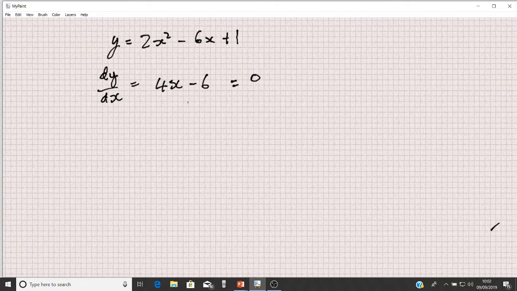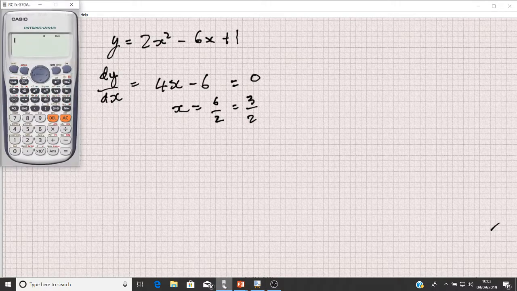So in this equation, dy dx is 4x minus 6. Set it to 0 and solve for x. So x will be positive 6 over 4, or 3 over 2. Now we're asked to find the coordinates, so I'll pop the 3 over 2 into the equation and we will find the y value.